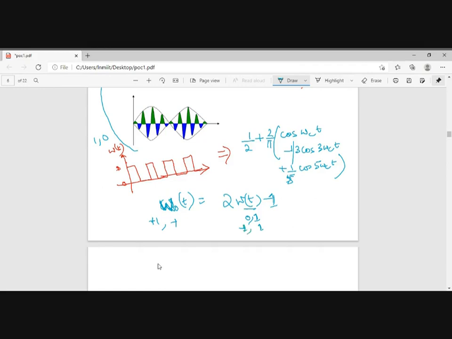Okay, so the frequency of both will be the same. The frequency of both will be the same, but the amplitude will change. Agreeing to this? Yes, sir. Okay.